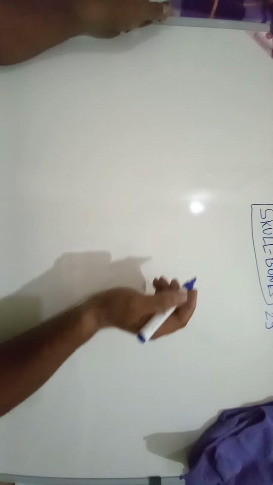Skull bones. Today's topic is skull bones. How many bones are there in a skull? There are 29 bones in a skull. And how will we differentiate them?